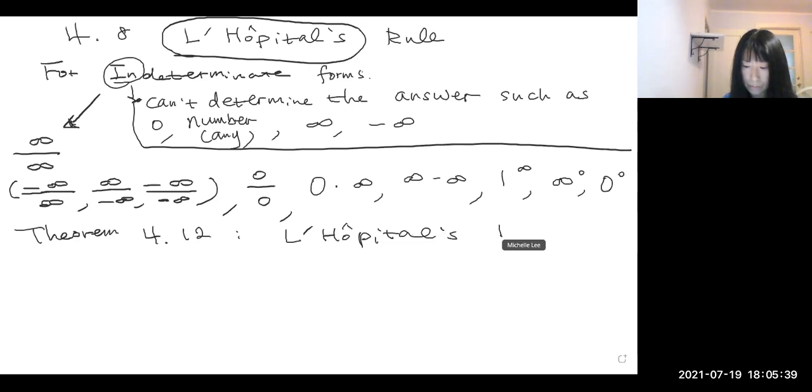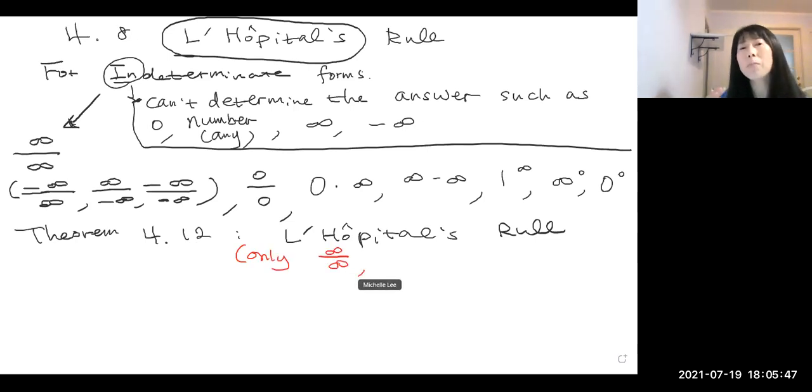L'Hopital's rule. So this one only the form of infinity over infinity. So as I said earlier, infinity over infinity means we can include negative infinity over infinity, positive infinity over negative infinity, and negative infinity over negative infinity, okay? And 0 over 0. So only we have those forms, infinity over infinity, 0 over 0, then we can apply the L'Hopital rule, right? Only 2 things. Now, how?